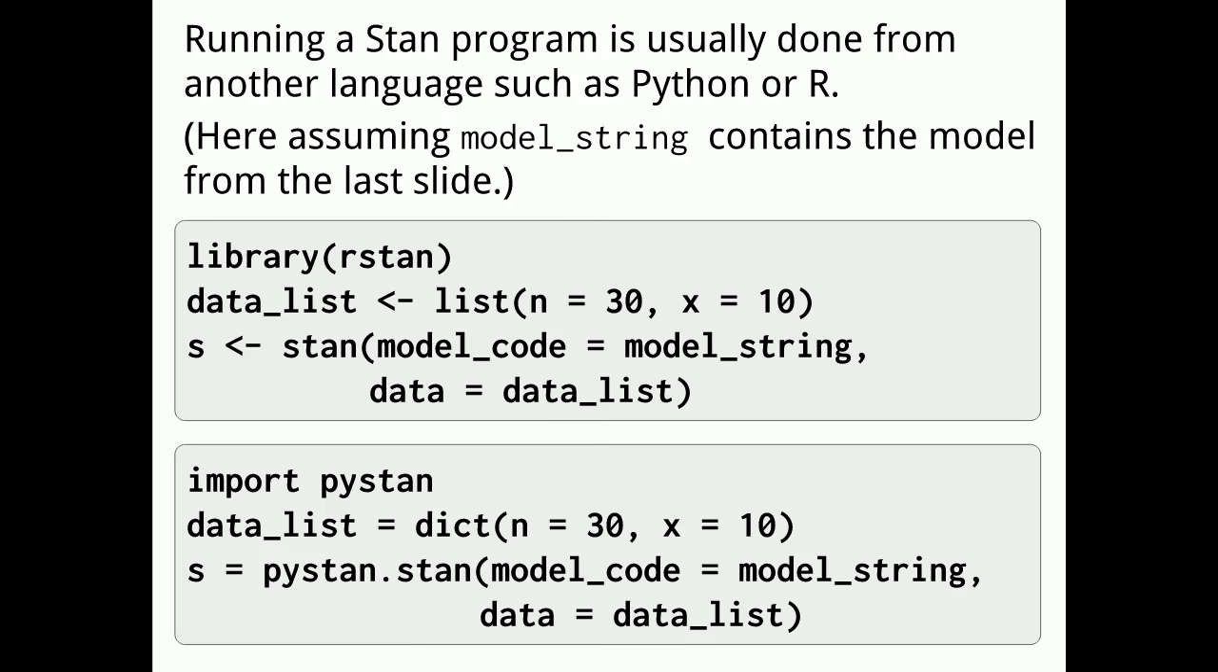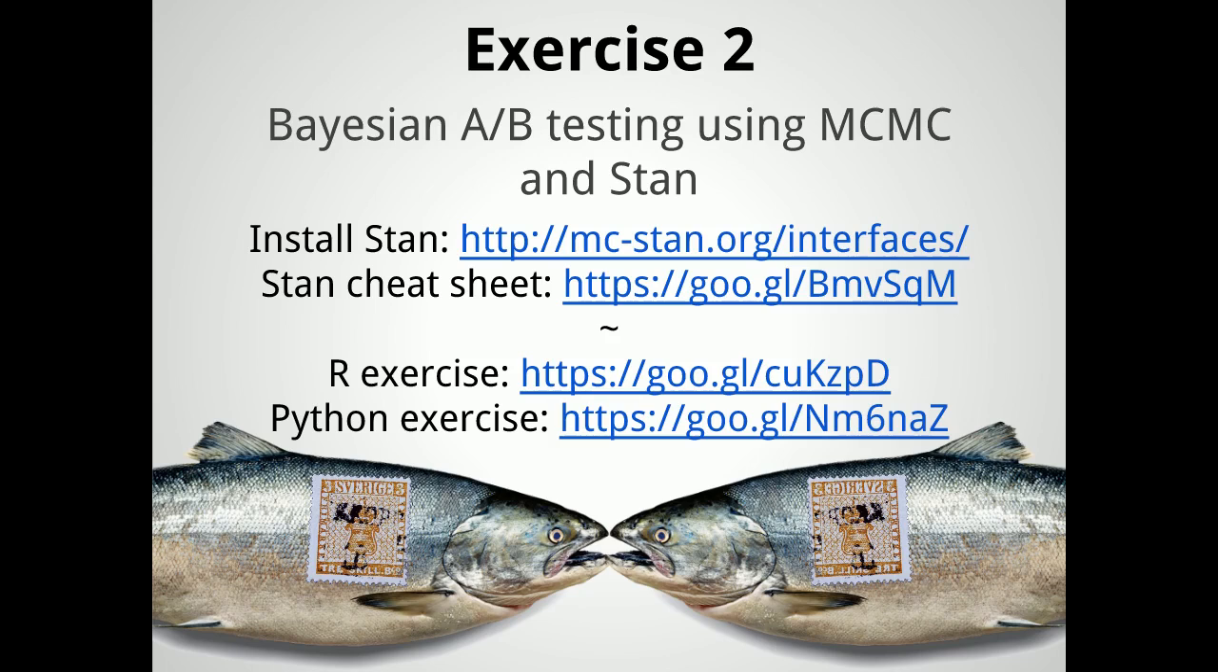Nevertheless, it's time to now try out Stan in exercise number 2, Bayesian A/B testing using Markov chain Monte Carlo and Stan. So the purpose of this exercise is not to become masters in using Stan. The main purpose is just to install Stan and get something running. So step 1 is to install Stan for R or Python, which might not be the easiest. So for that, just follow the first link. Then, with the help of the Stan sheet we just went through, we will try to replicate the analysis we performed in exercise 1 in part 1 of this tutorial.